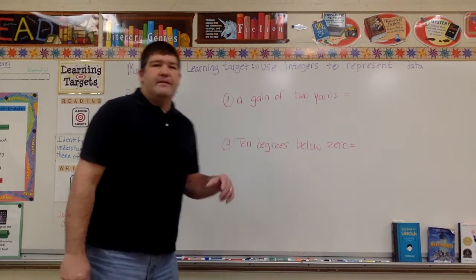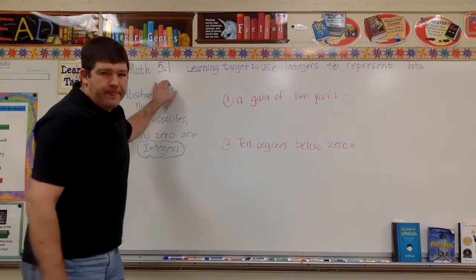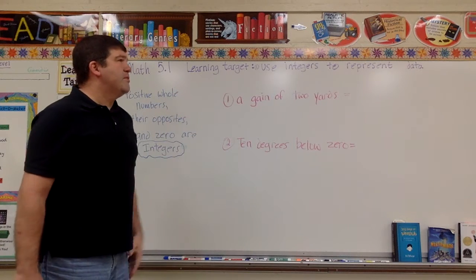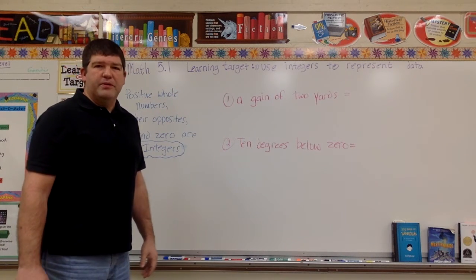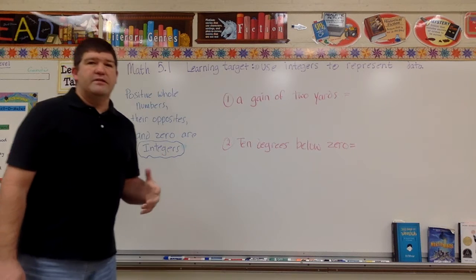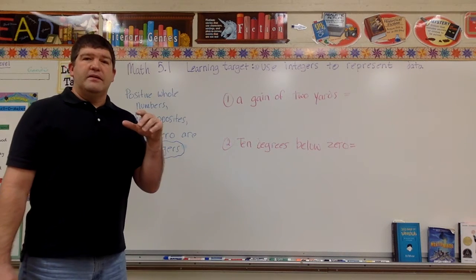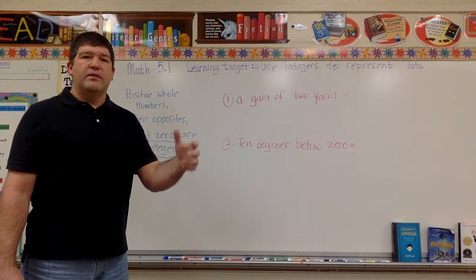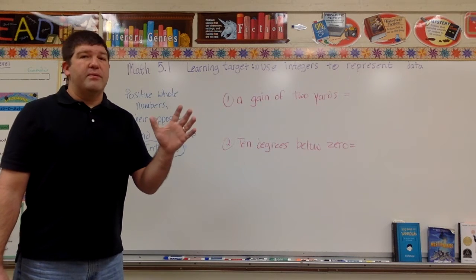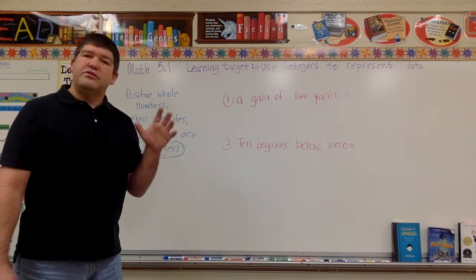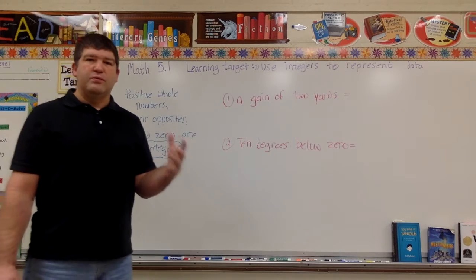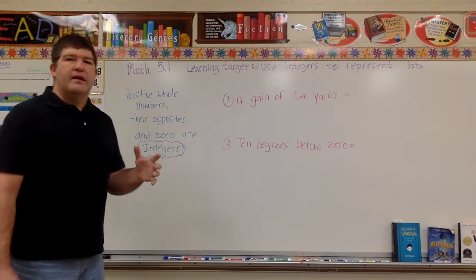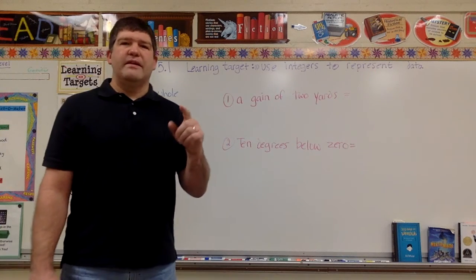All right, this is lesson 5.1. So we're in our fifth chapter. We're starting a new chapter. It's going to be about integers, about graphing on a coordinate plane. Now, we'll talk about the coordinate plane later. Let's just talk about integers. This is really important. And first of all, what is an integer?